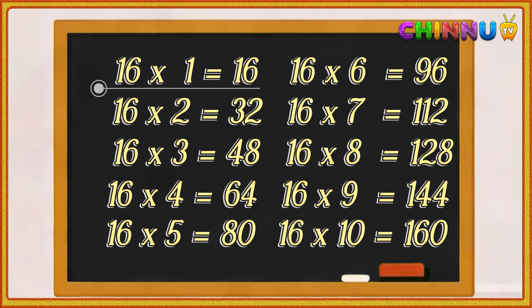16 ones are 16. 16 twos are 32. 16 threes are 48. 16 fours are 64. 16 fives are 80. 16 sixes are 96. 16 sevens are 112. 16 eights are 128.